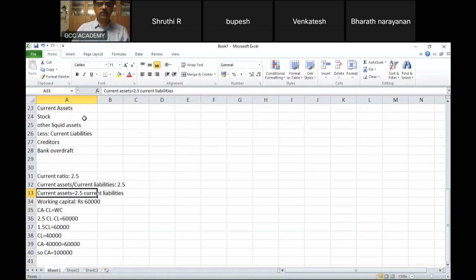We have been given current ratio as 2.5. And we know the formula, current assets by current liability is 2.5. You can cross multiply and arrive at current assets is equal to 2.5 current liability. It's a sort of replacement technique. And working capital is given as 60,000. So current asset minus current liability is working capital. Replacing current asset as 2.5 current liabilities, 2.5 current liabilities minus current liability is equal to 60,000. So 1.5 current liability is equal to 60,000. Current liability is 40,000. Since working capital is 60,000, current assets minus 40,000 is 60,000. So current asset is 1 lakh. Any doubt in this calculation?